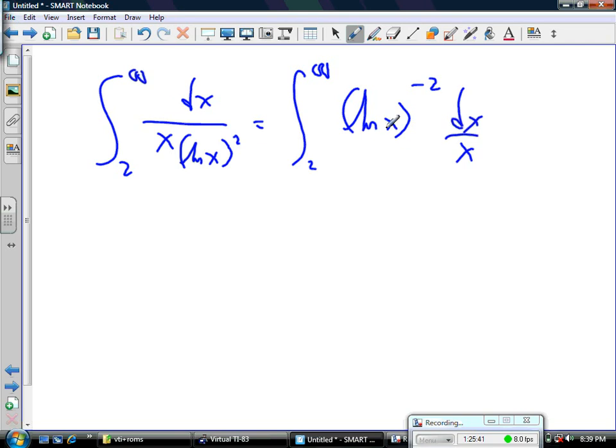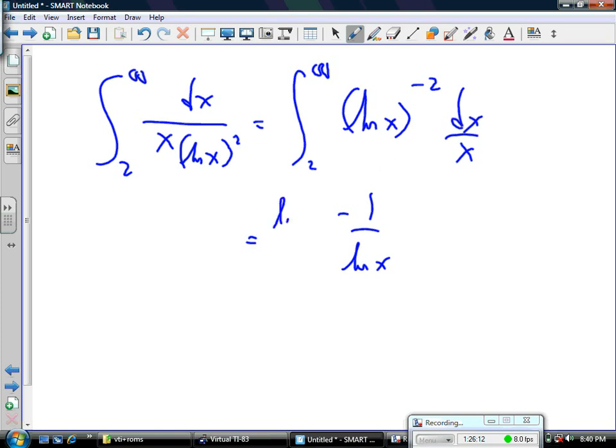U is ln x, u to the n du. If u is ln x, isn't that du? Isn't the derivative of ln x 1 over x, right? So that's u, that's du. So you got u to the n du. How do you do u to the n du? Integrate. U, forget the x's. Let me make it more precise. U to the negative 2 du gives u to the negative 1 over negative 1, or negative 1 over u.